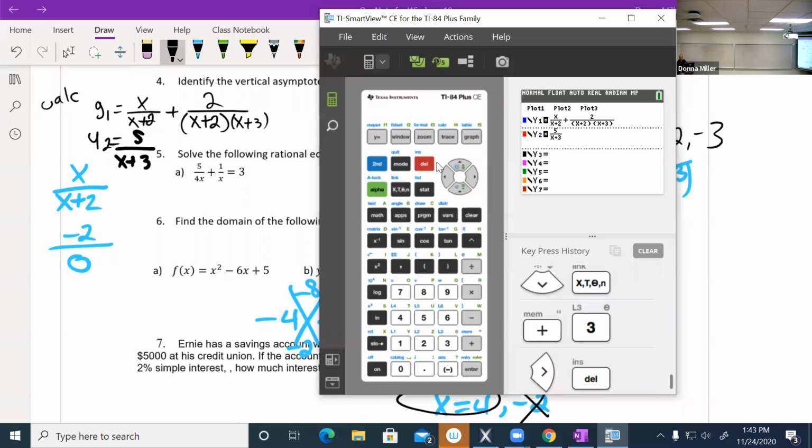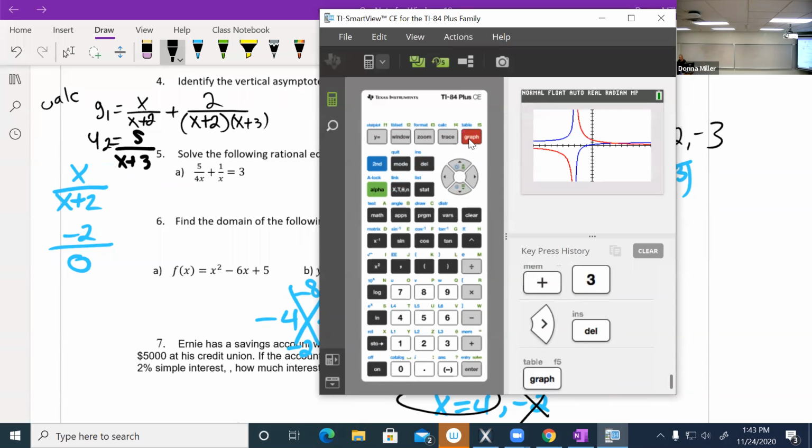Then I'm going to graph it and find the intersections. So I'm going to hit graph. Now it's nice in that you see at -2, they don't really cross, right? So it's extraneous, right? But it does cross right here. So I'm going to go find that.